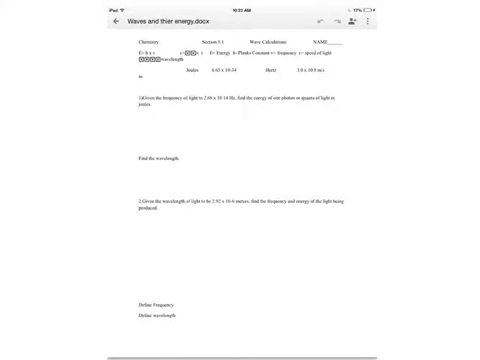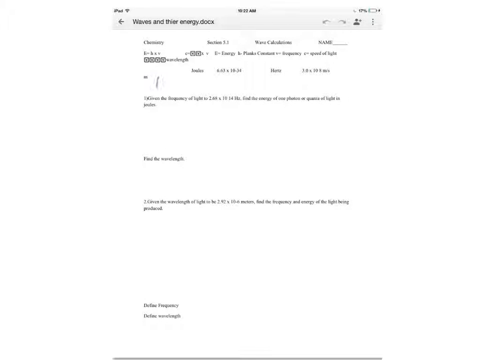We're going to work together to solve problem number one. Number one has two parts. I want you to take a second here. I want you to read through this statement, and then I want you to look at the two equations that we just wrote down, and I want you to tell me which one of the two would we need. Is this equation going to be E equals H times V, or C equals lambda times V? Take a second, talk with your partner.